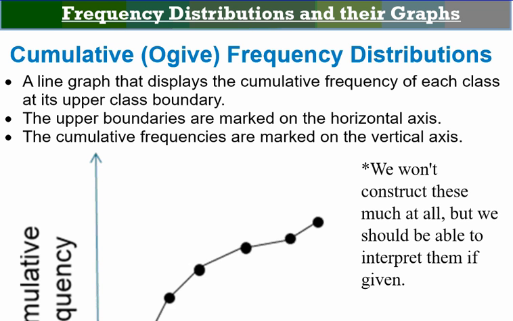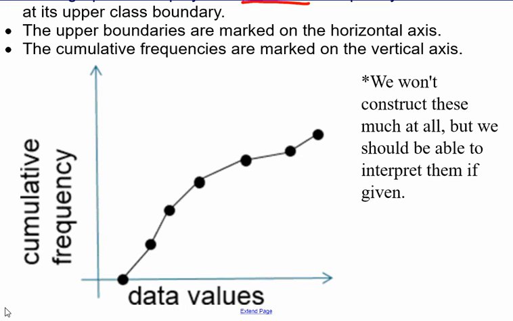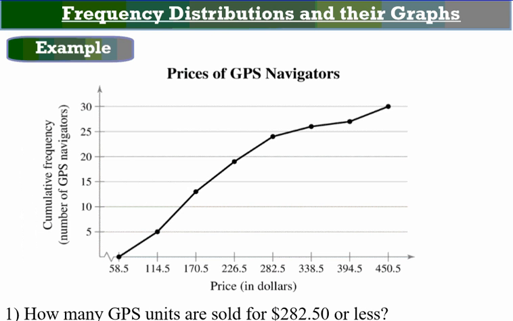It's a line graph that displays the cumulative frequency, so cumulative meaning the sum of all prior parts, of each class as its upper class boundary. The upper boundaries are marked on the horizontal axis. The cumulative frequencies are marked on the vertical axis. Like I said, we won't construct these much at all, but you should be able to interpret them as an informed consumer. So we'll look at an example.